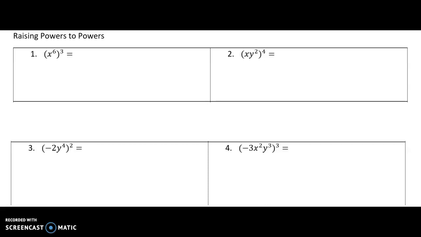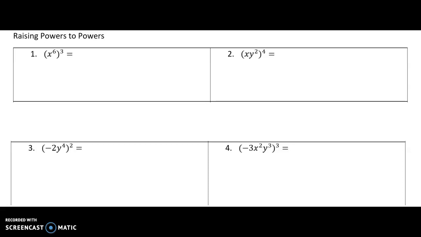Hello guys, today we're going to do raising powers to powers. In other words, exponents to exponents, I guess you could say. Make sure that you write down the notes, try all the problems, and let me know if you have any questions. So let's go ahead and get started with number one.